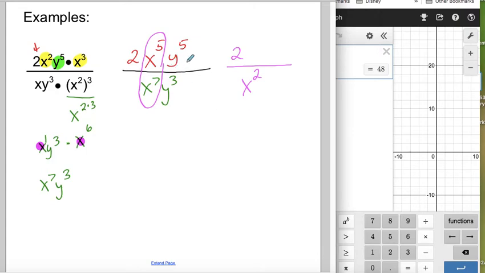Now I'm going to look at the y's. The top is y to the 5th and the bottom is y cubed. There are more y's on the top, so the y's will stay on the top. And then 5 minus 3 is 2, so there are 2 more y's on the top. So the answer to this question will be 2y squared divided by x squared. So there's no more simplifying that can be done.